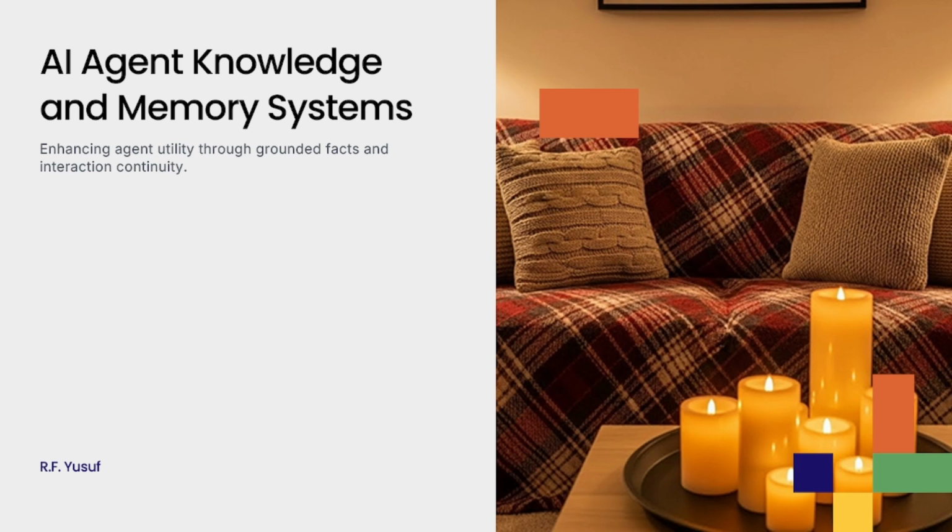So, enhancing agent utility through grounded facts and interaction continuity. This normally prevents an agent or any generative AI from hallucinating. When you feed the agent or the generative AI with a knowledge base, then it can augment whatever it's giving you with the knowledge base and refine the response, and then it gives you a very accurate response instead of hallucinating. So a knowledge base is a system of reducing agentic hallucination in design.